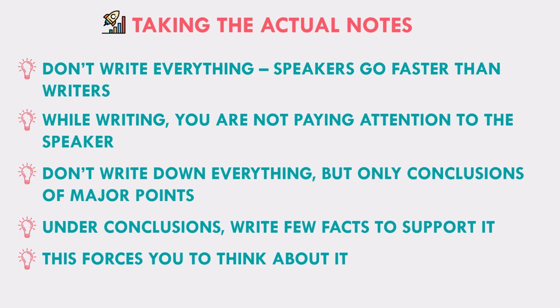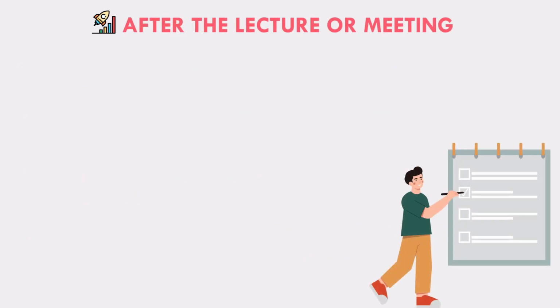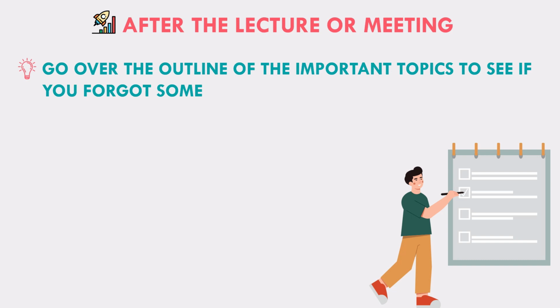Now, what to do after? Afterwards, you want to go over it. Go over the outline of the important topics that you made in the beginning. See if some are forgotten, or towards the end of the lecture, if you skim the topics and some are not covered or you're confused about some topics, you can ask the lecturer about them or come to them right after the lecture and ask them.